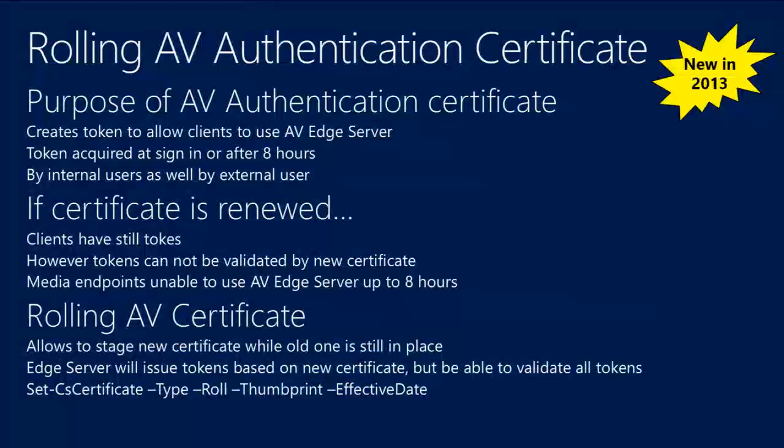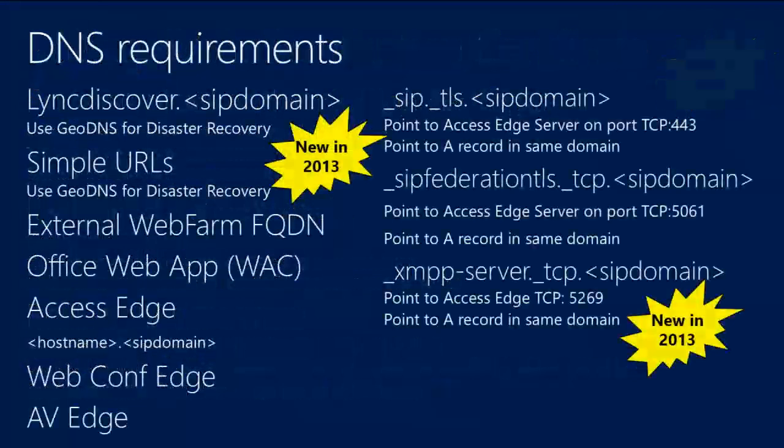Right? Now, again, this is not something you're going to do every day, but this is something that will come into play when it's time to renew those AV auth certificates, and you want to ensure that you don't cause an interruption of service to your user population. Right? And there it is, Set-CsCertificate with type, role, thumbprint, and an effective date. There's an article on TechNet on how to configure the rolling AV auth cert. I've got that in the resources slide a little bit later.